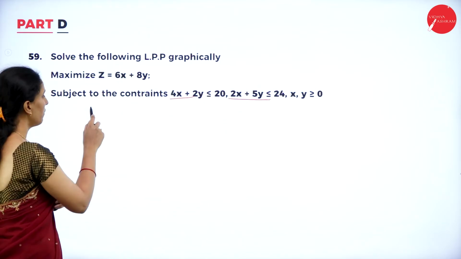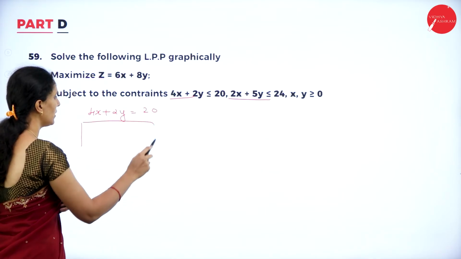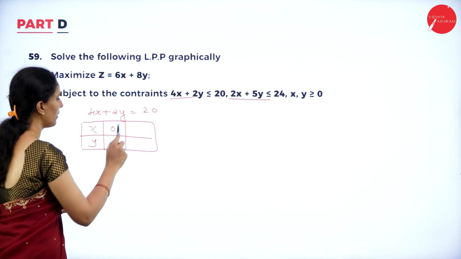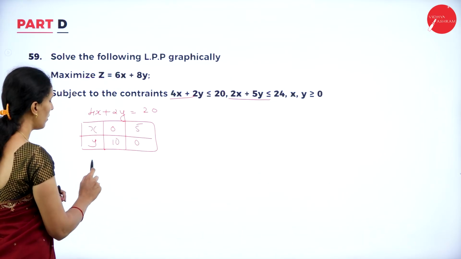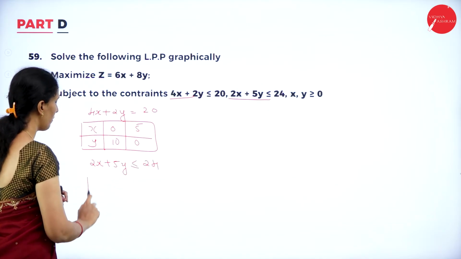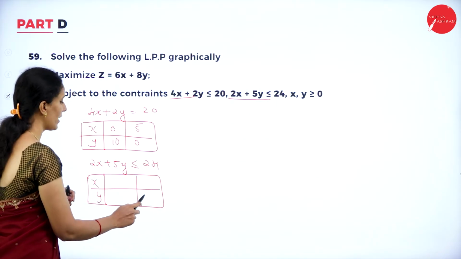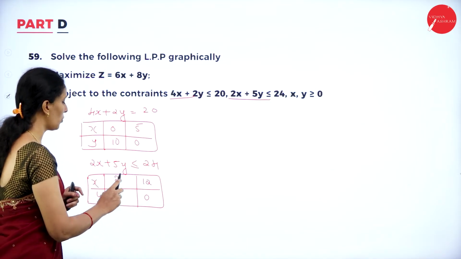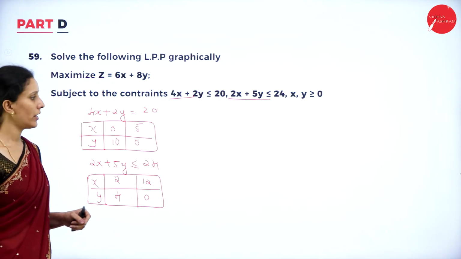So let's find it. We'll take 4x plus 2y is equal to 20. So find the coordinates of x and y here. So if you put x as 0, then y is 10. If you put y as 0, then x is 5. Similarly for 2x plus 5y less than or equal to 24, we can find the coordinates here. So if you put y as 0, then x is equal to 12. Next, if you put x is equal to 2, then 5y is equal to 20. So y becomes 4. So these are the coordinates you can take.